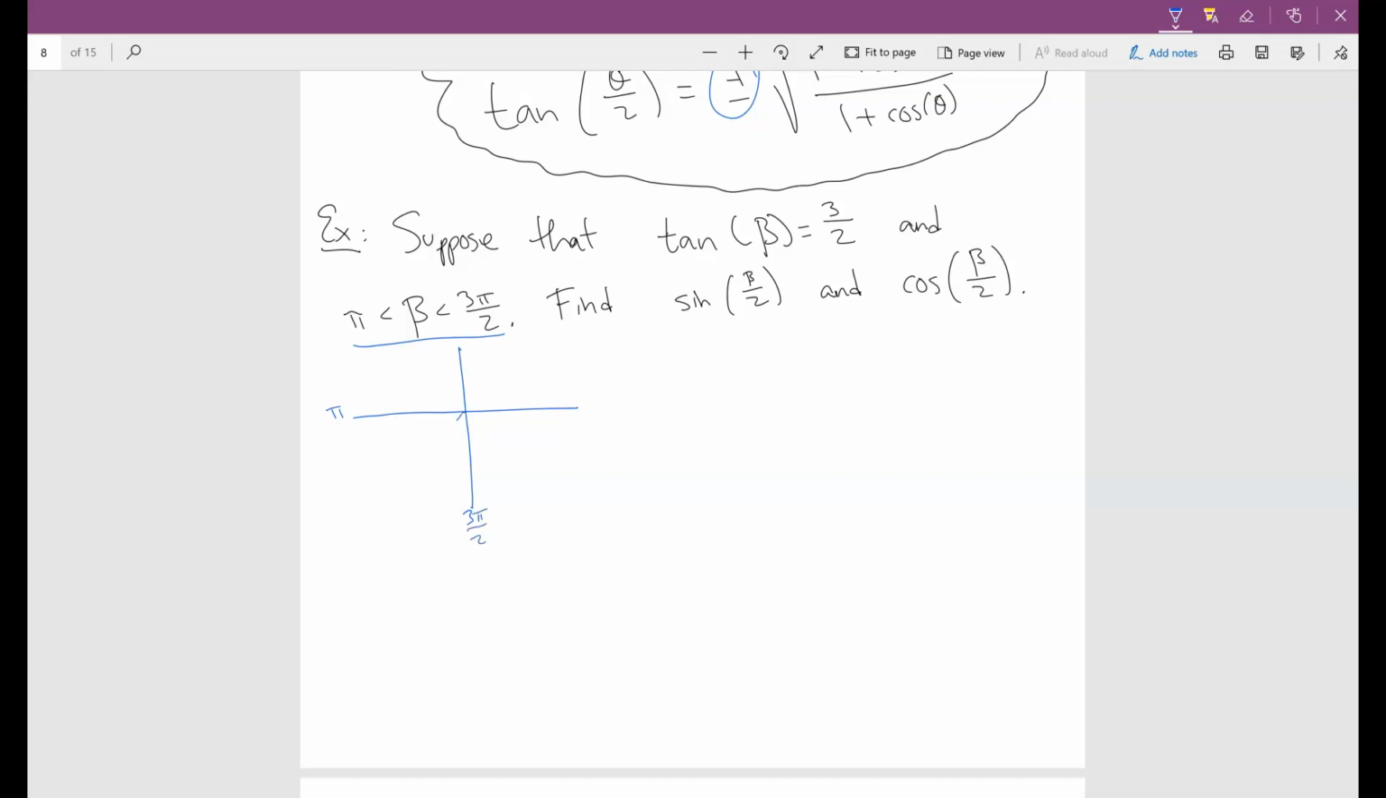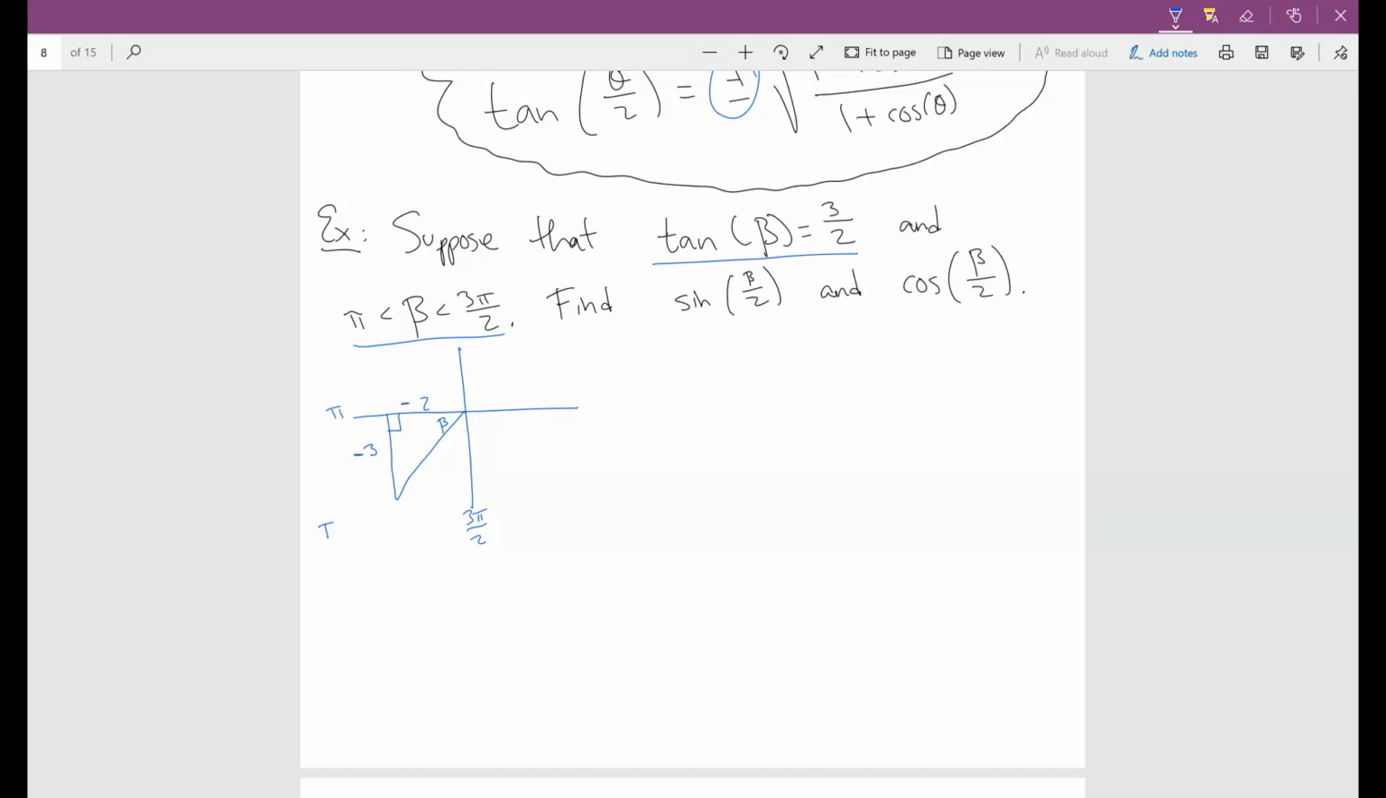So when we draw the triangle, it'll look something like this. All right, and we know that tangent of beta is 3 over 2. So this is going to be 3. So it's going to be the opposite over the adjacent. Now be careful because this is quadrant 3. That means tangent is positive here. That means both of these guys are negative because you're in the negative x-axis and then the negative y-axis.